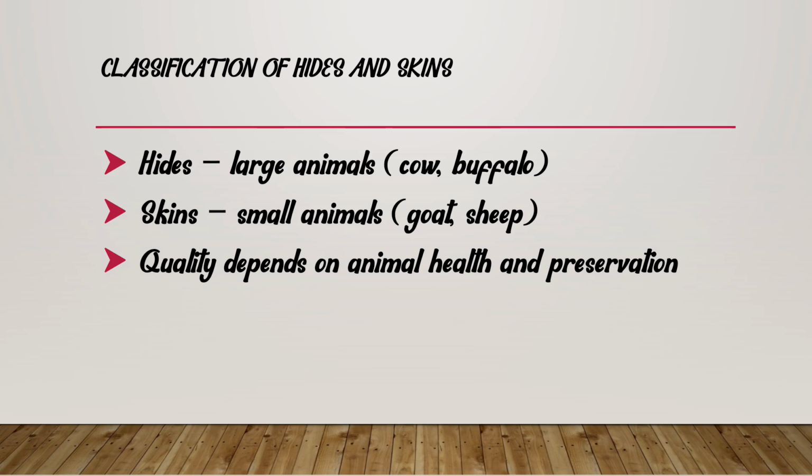Then classification of hides and skins. Hides are obtained from large animals, that is cow or buffalo. Skins are obtained from small animals, that is goat and sheep. The skin's quality depends upon animal health and preservation.